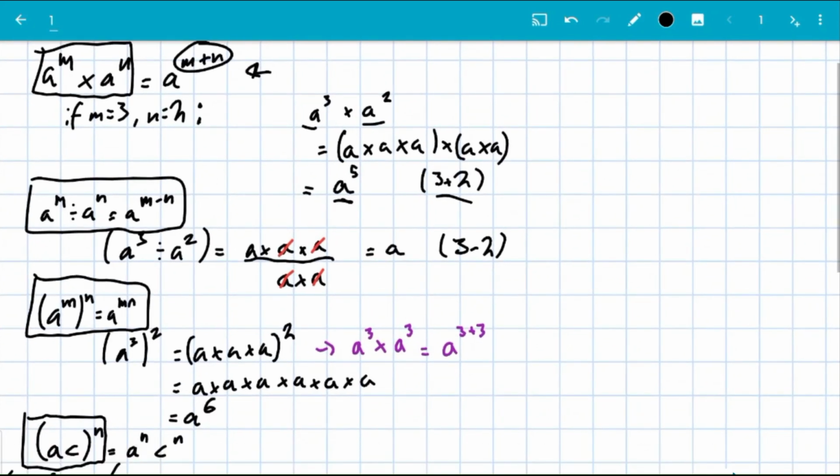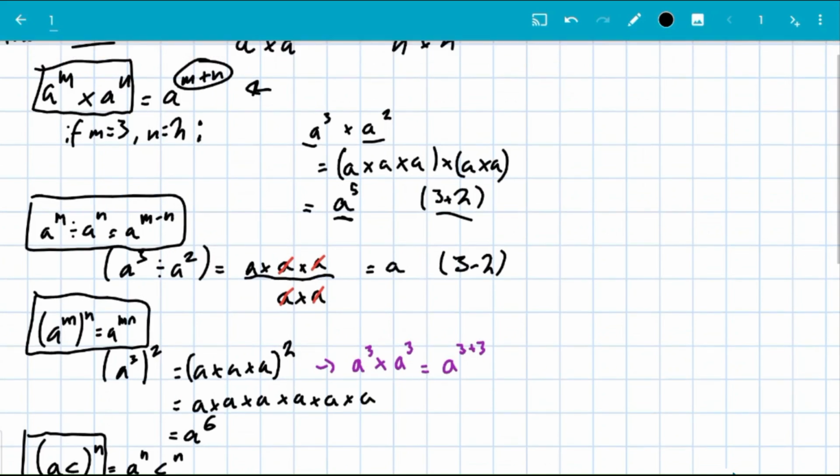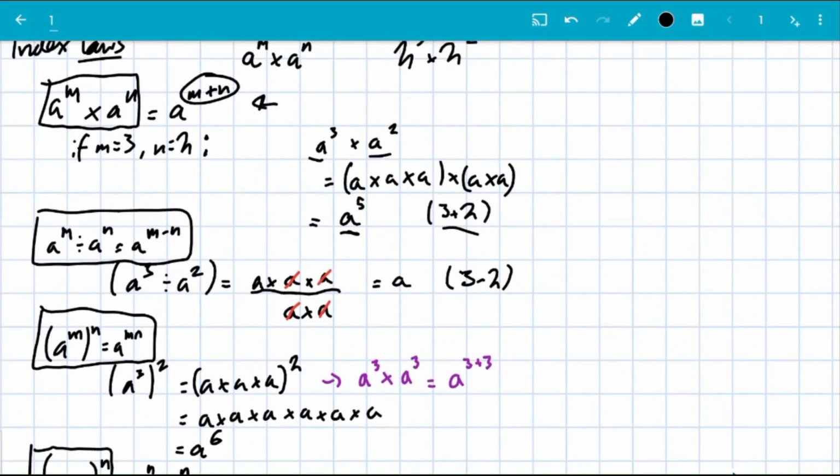Now, the second law is similar, but it's just with subtraction. So a to the power of m divided by a to the power of n will be equal to a to the power of m minus n. So again, it is good to just memorize that, but a little way I like to think of it to help you remember it is if you write out all of the a's, you can see that they cancel out, giving you a to the power of 1, or 3 minus 2.